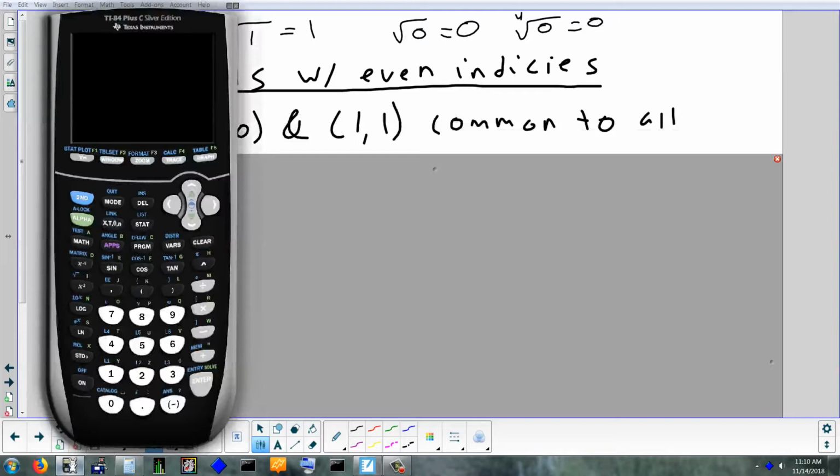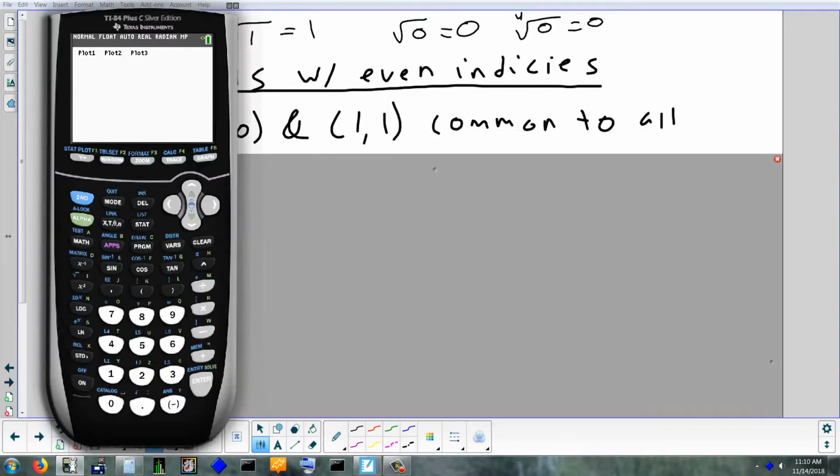Okay, let's look at a picture. So I'm going to graph the square root of x, and then to do a fourth root, put in the index, go to math, and it's the fifth option down. So that's something new we haven't done before. Okay, let's hit zoom 6 and see what it looks like. There's your square root. And there's your fourth root.